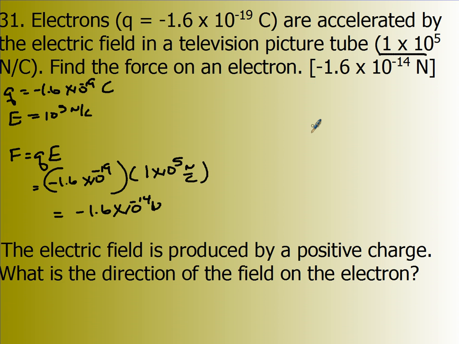And what that negative sign means, if my electric field is going to the right, then the force on my negative charge is to the left. The electric field is produced by a positive charge. What's the direction of the field on the electron? It's going to be opposite.